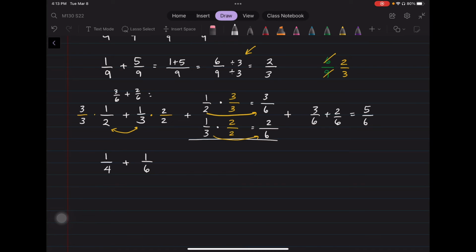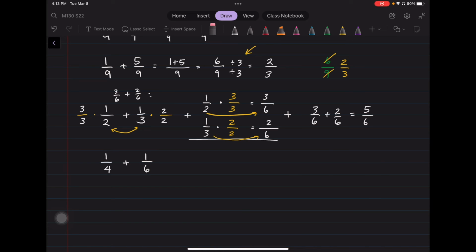Now, 1/4 and 1/6, again, not common denominators, but I could just multiply 4 and 6. 4 times 6 is 24, and that would work. That's a common denominator, but it is not the least common denominator. What you are looking for is the smallest number that both 4 and 6 divide into. You could list all of the multiples of 4, so I could write 4, 8, 12, 16, and so on. I could write 6, 12, 18, and so on.